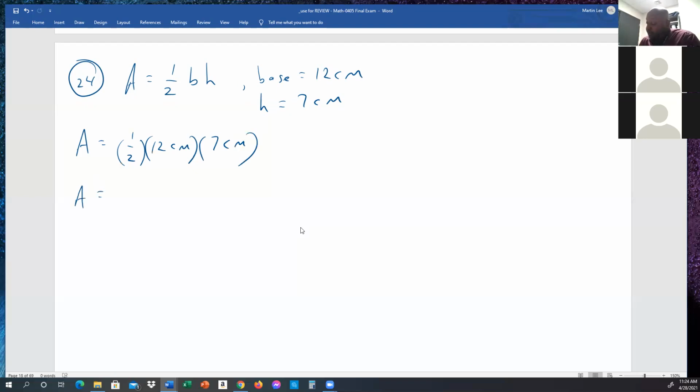So this is 1/2 times 12 gives me 6 centimeters times 7 centimeters. And now 6 times 7 is 42. Centimeters times centimeters is centimeters squared. So the area is 42 centimeters squared.